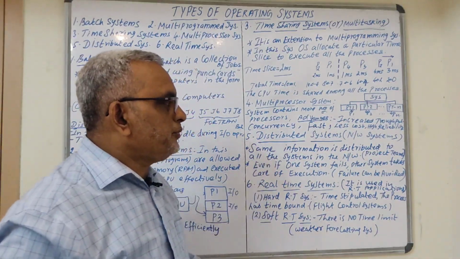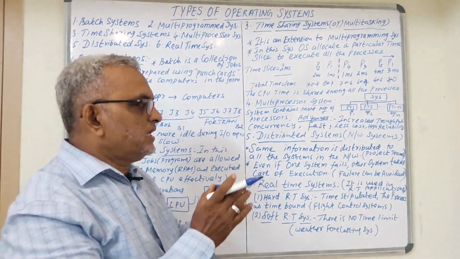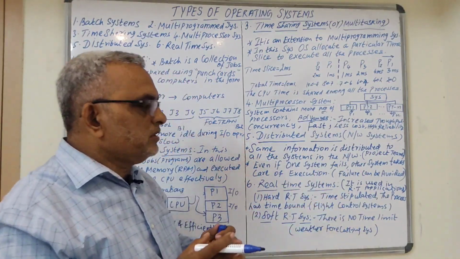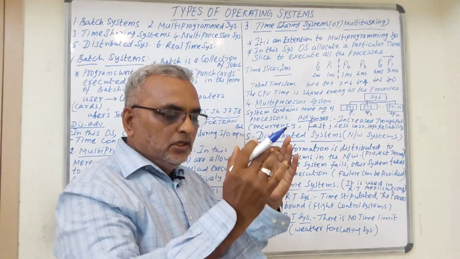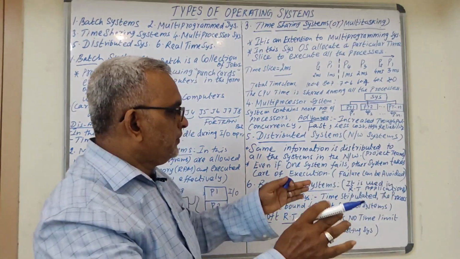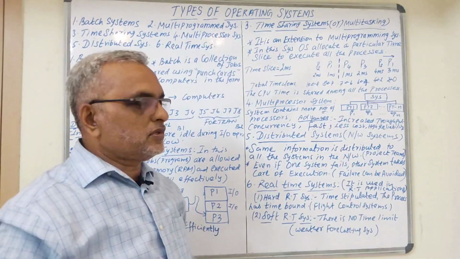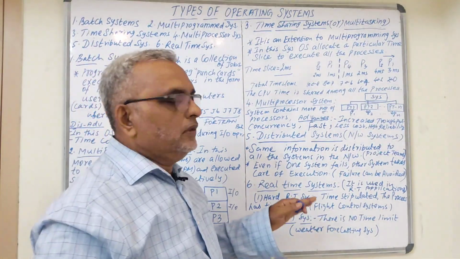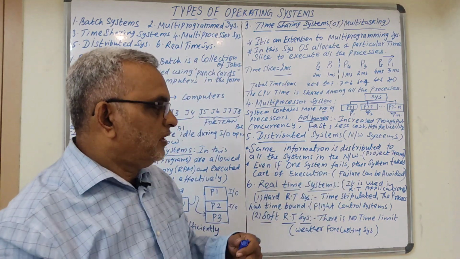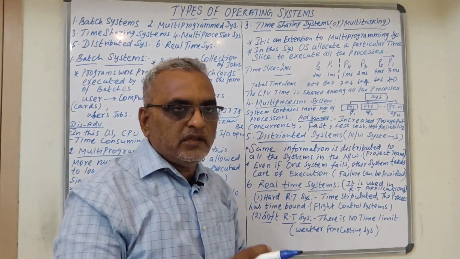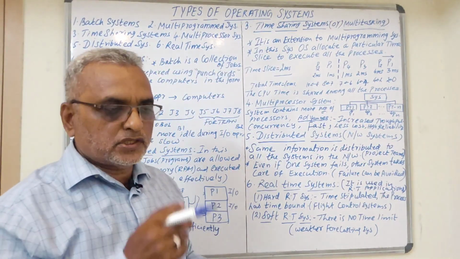The fifth one is the distributed system. It is also called a network system. The same information is distributed to all the systems in the network. Say for example, the project work is going on and the information of that particular project is distributed to all the teams of the project. So even if one system fails, the other system takes care of the execution. So the failure can be avoided in case of distributed systems.